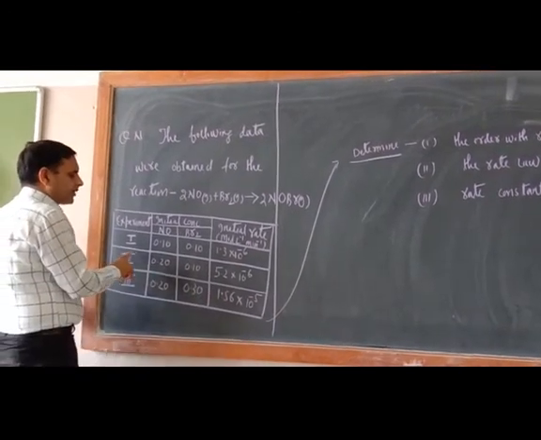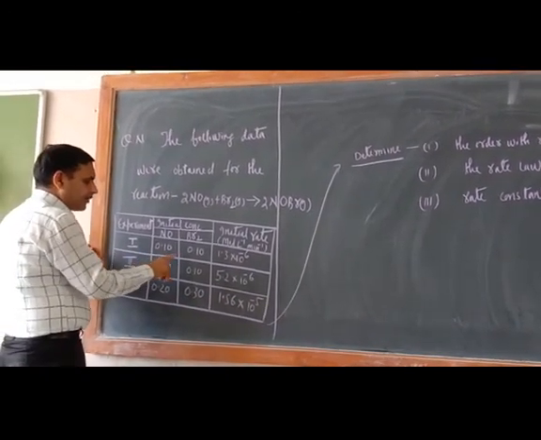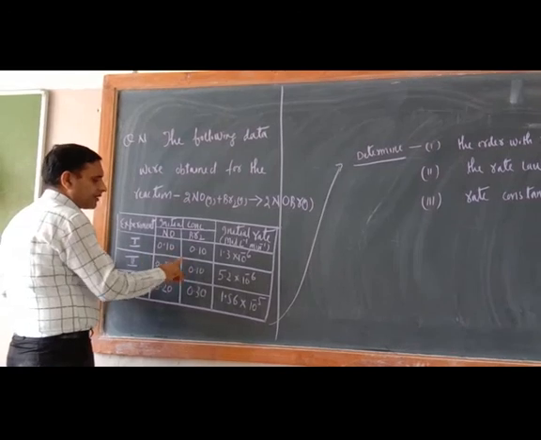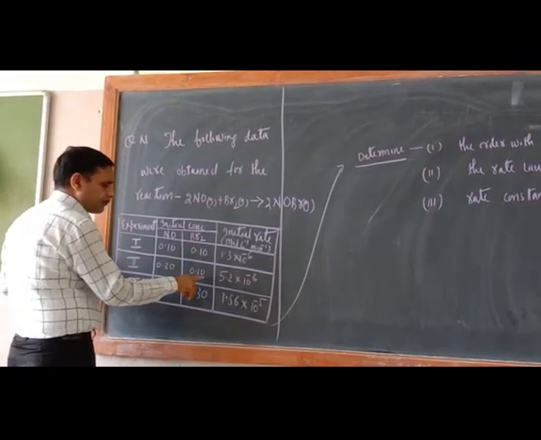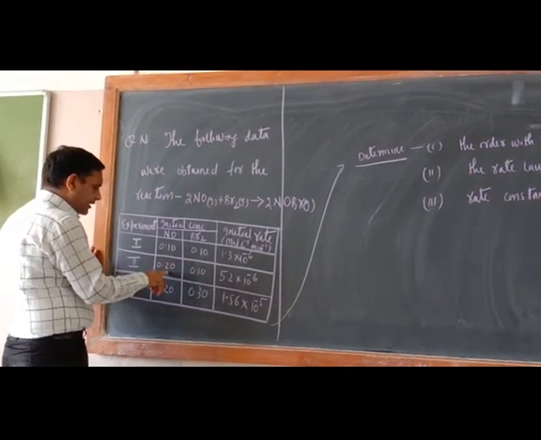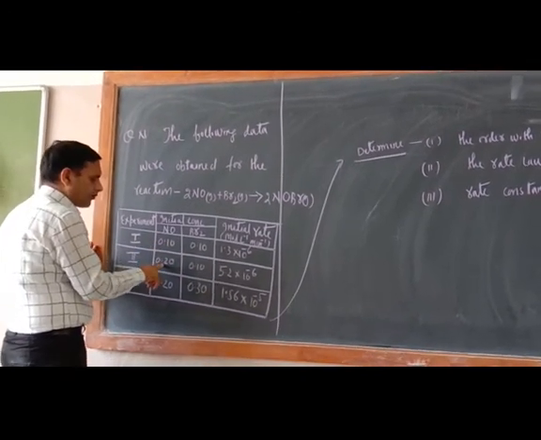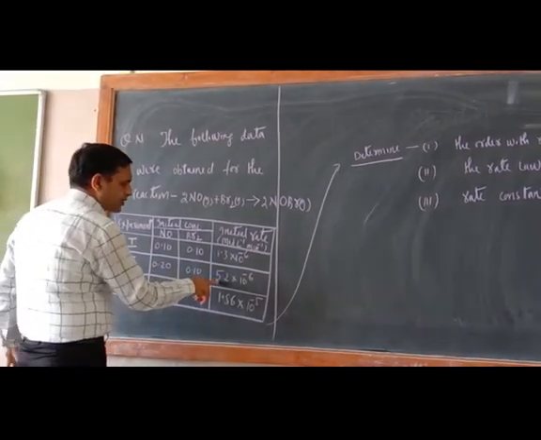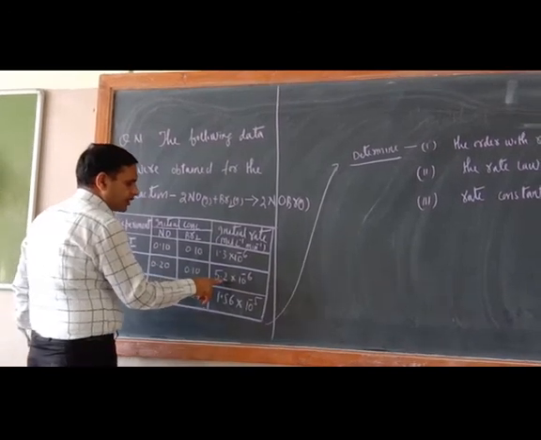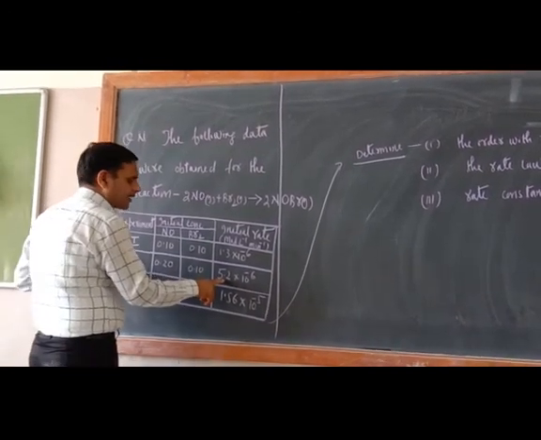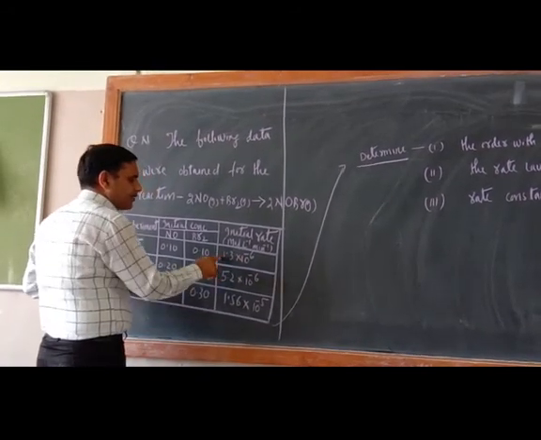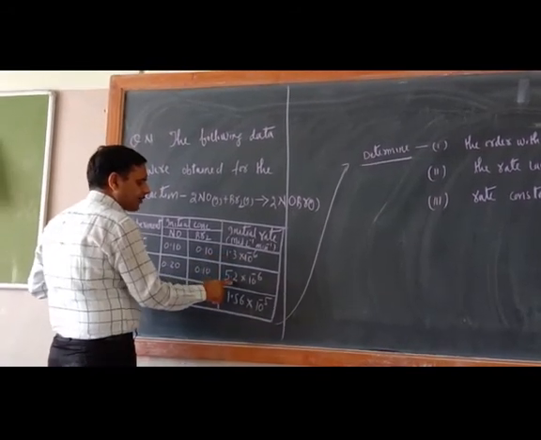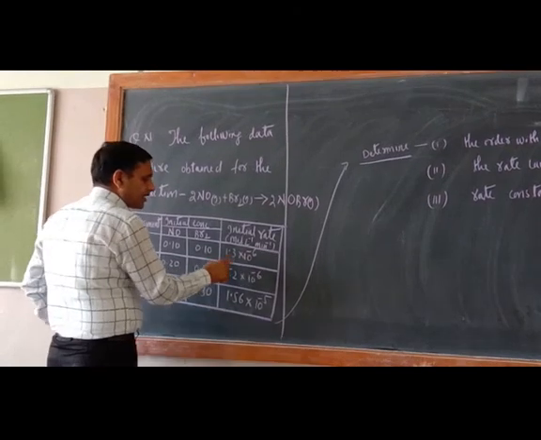In the second experiment, we kept the concentration of Br2 constant, that is 0.10 only, but we are doubling the concentration of NO. If you see carefully, the initial rate for the second experiment is 5.2 into 10 raised to the power minus 6. It means the initial rate has increased near about 4 times.